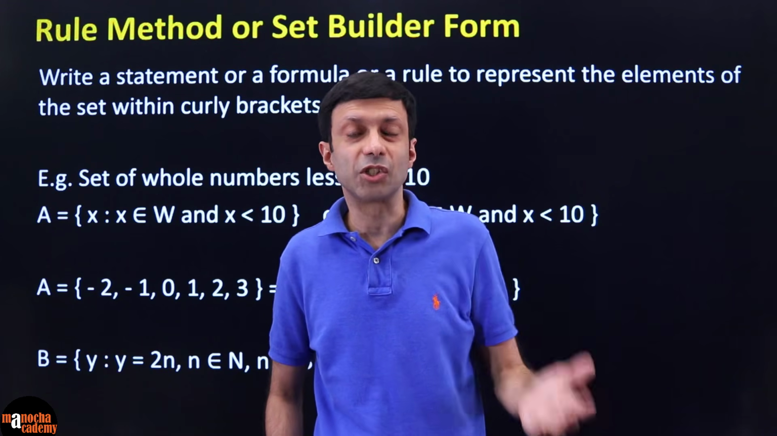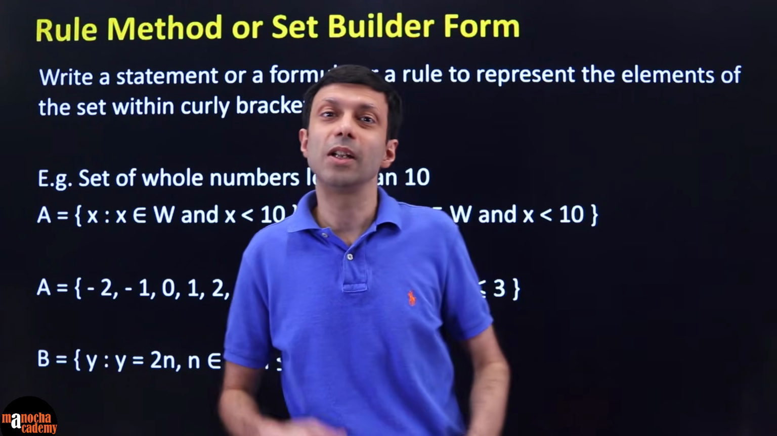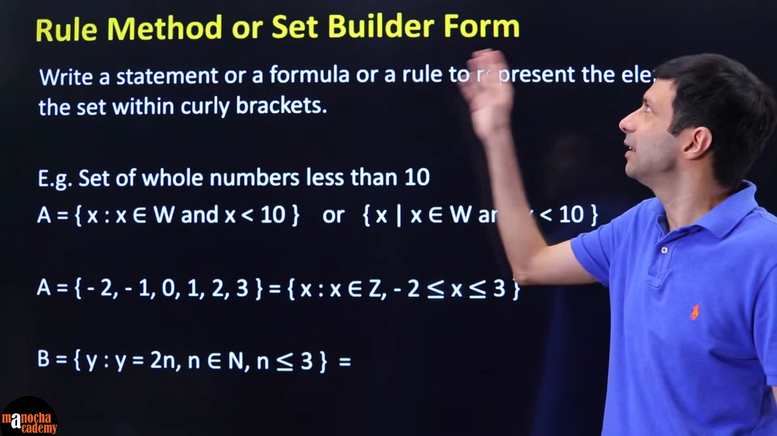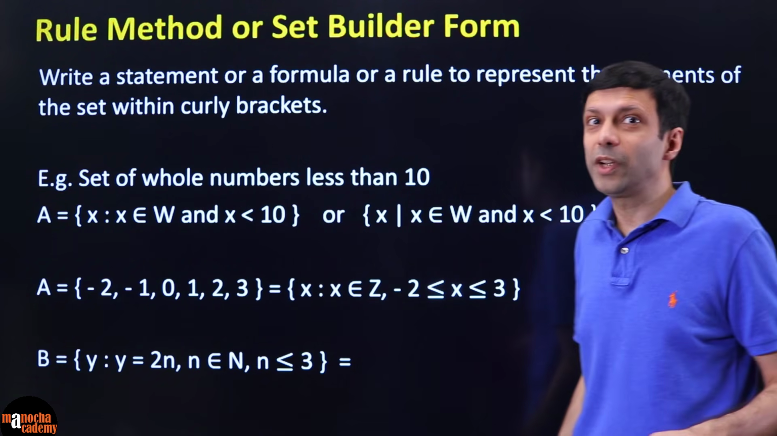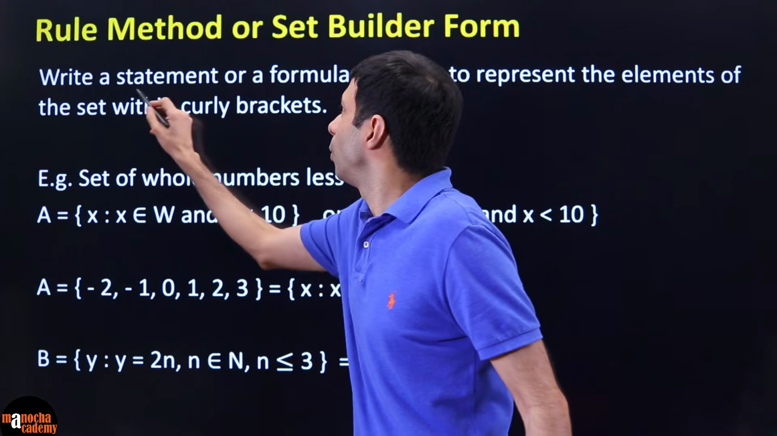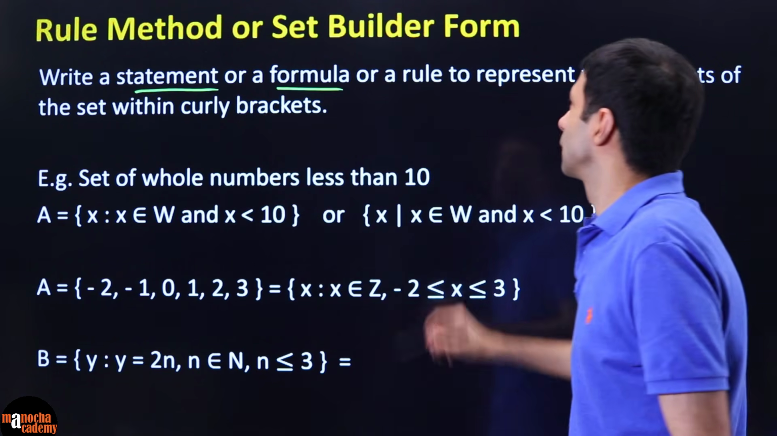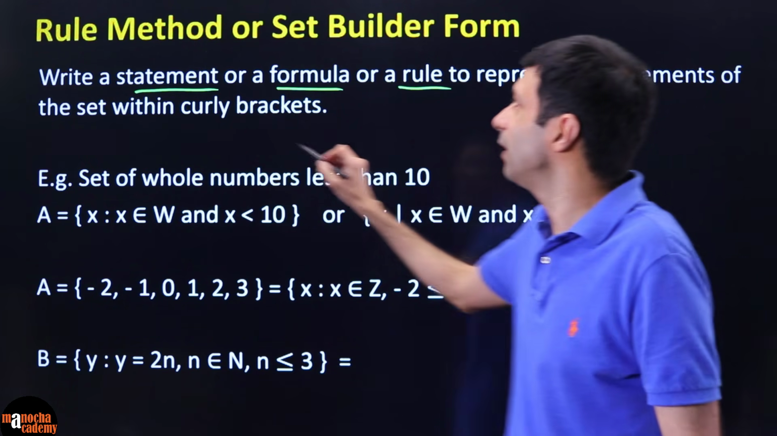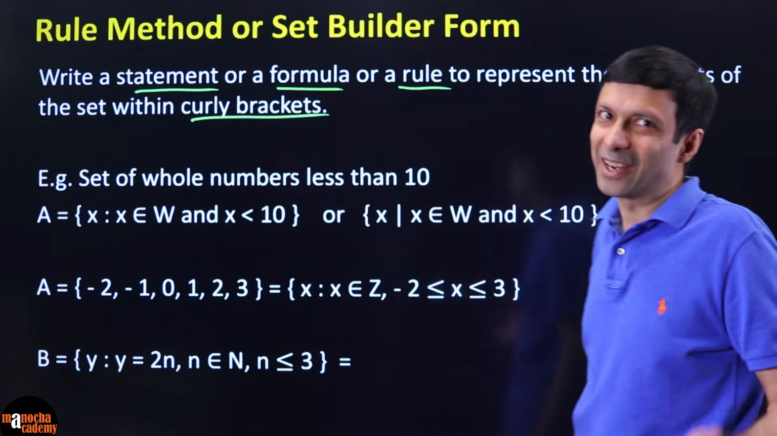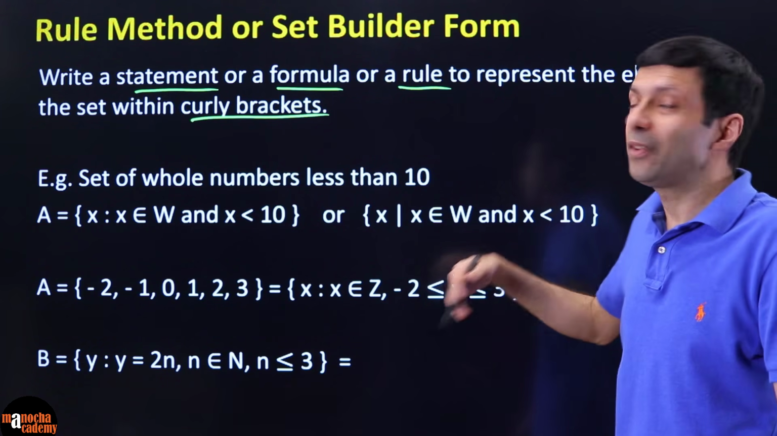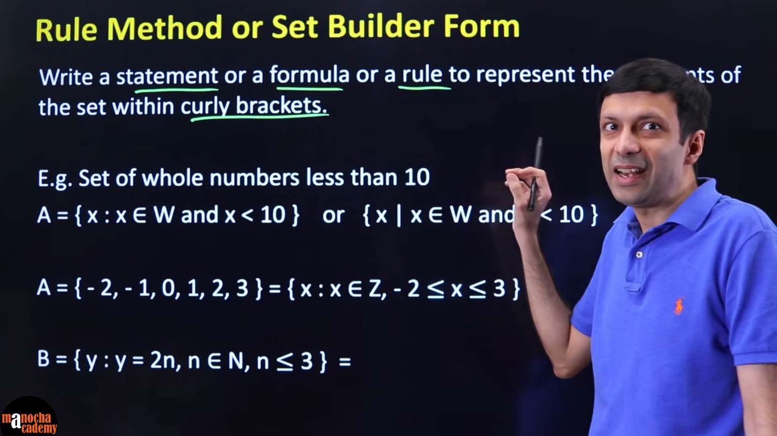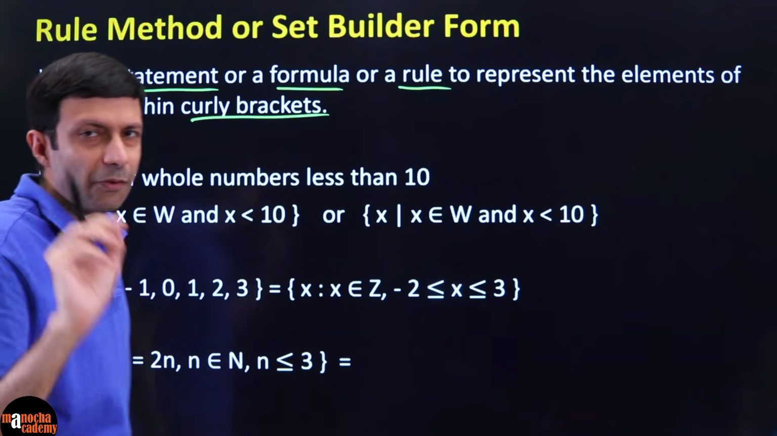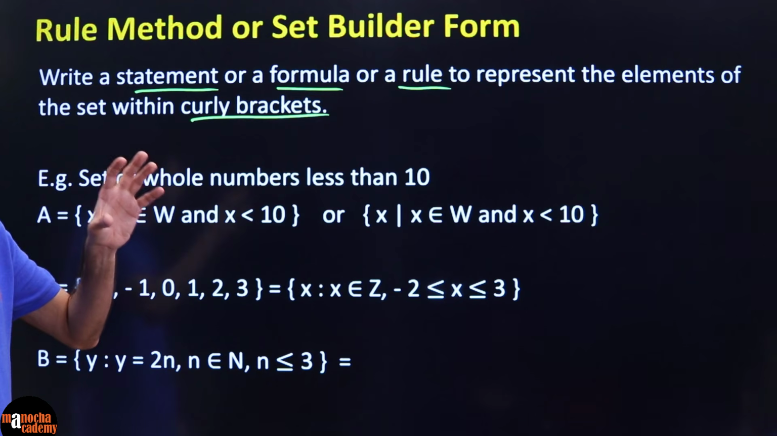So we have looked at the description and roster methods. Now let's talk about the third and last method, which is the rule method, also known as the set builder form. Here we write a statement or a formula, or you can call it a rule, to represent the elements of the set. Again, don't forget your curly brackets for a set, right? So for example, if I have to say the set of whole numbers less than 10, how will I represent it? Look at this carefully because this one is a little difficult at first.